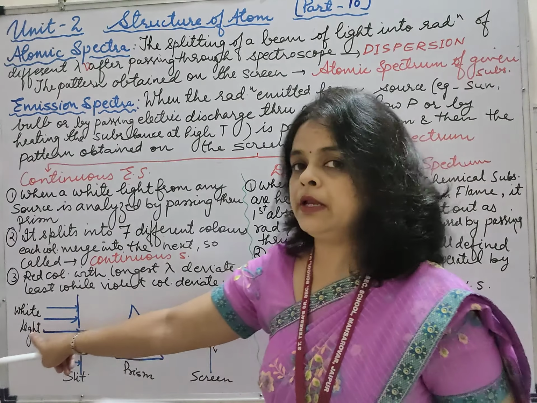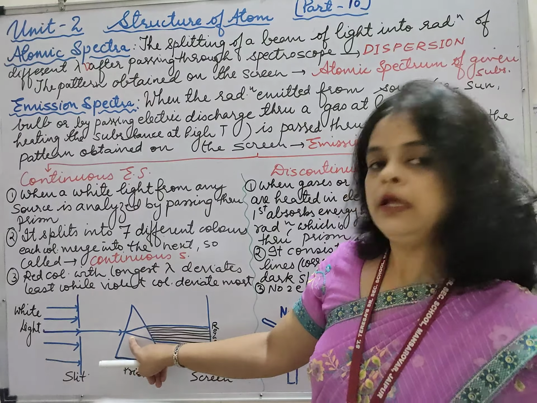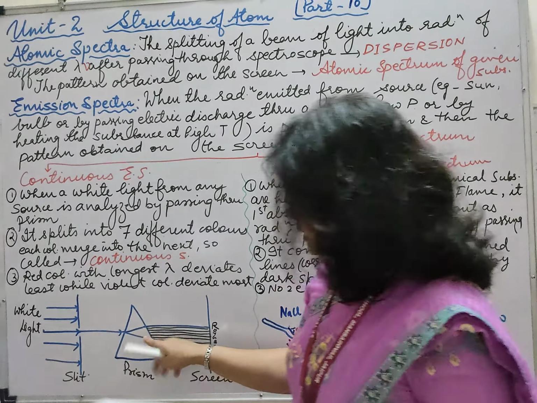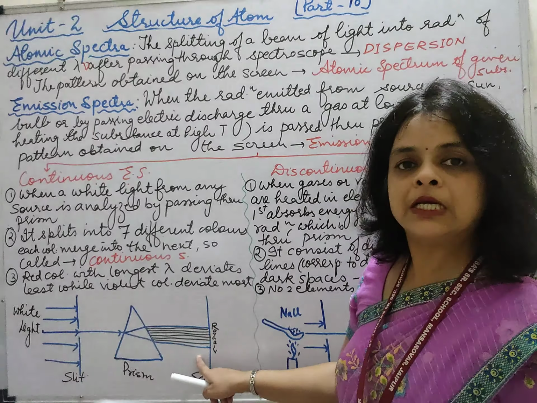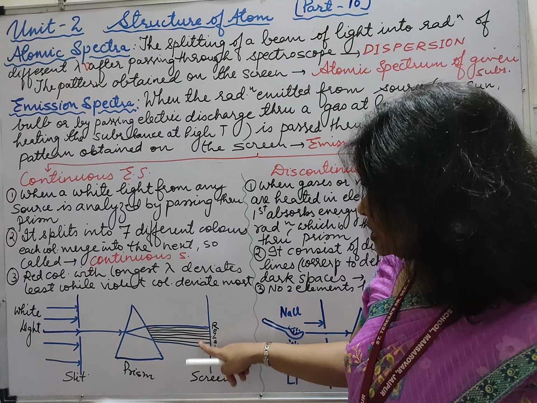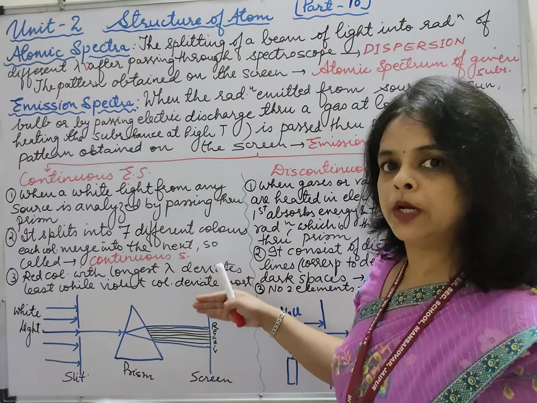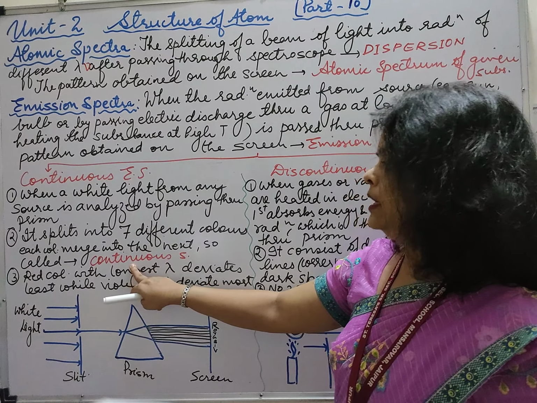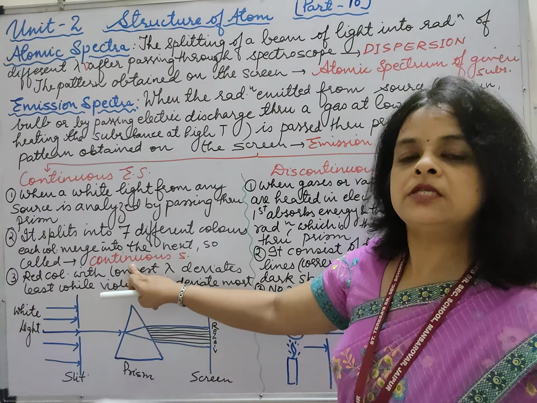From this slit, a ray is allowed to enter here, and when it passes through this prism, dispersion takes place. That means it splits into the 7 colors, violet to red. Each color merges with the next one and it gives a continuous pattern. That is why it is called a continuous spectrum.